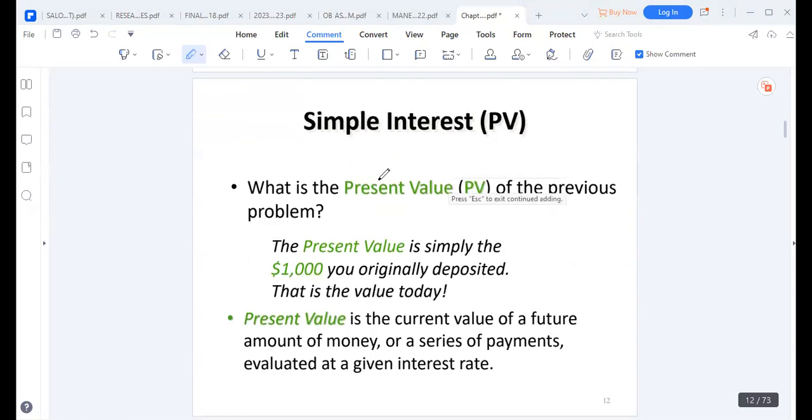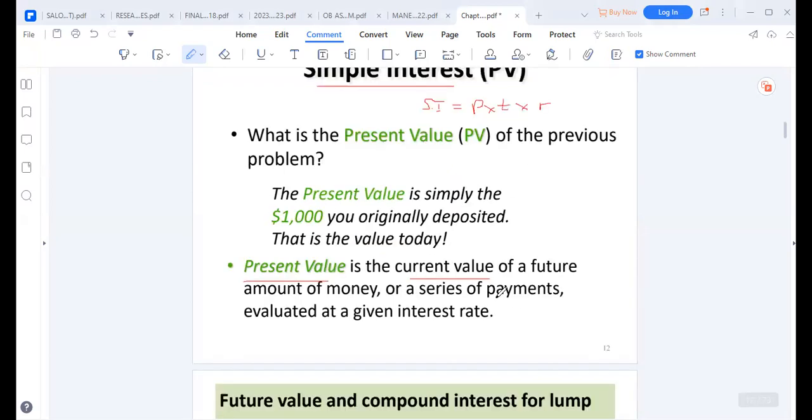So what is the present value therefore when we're computing the present value of our simple interest? Because we said simple interest is equal to what? Principal times the time times the interest rate. So the present value is simply the current value of the principal given our series of payments.